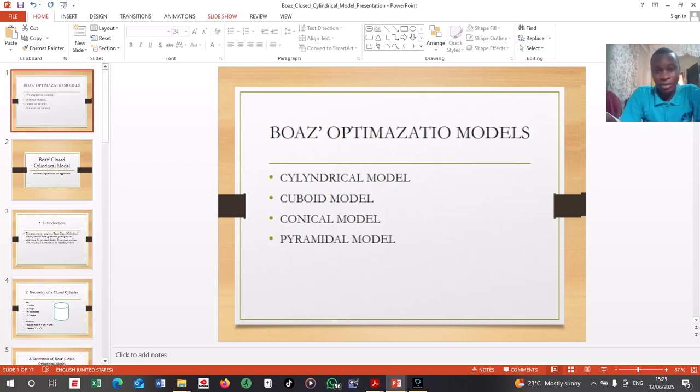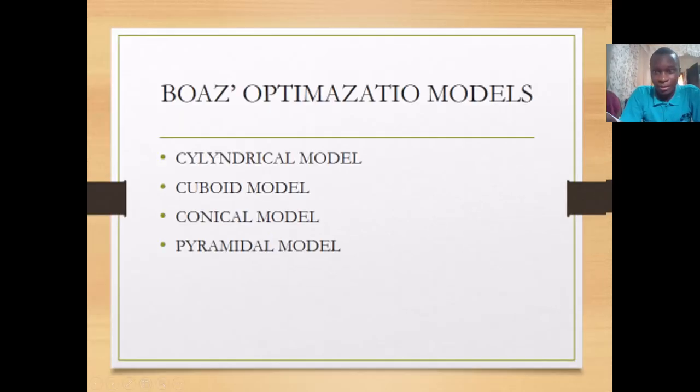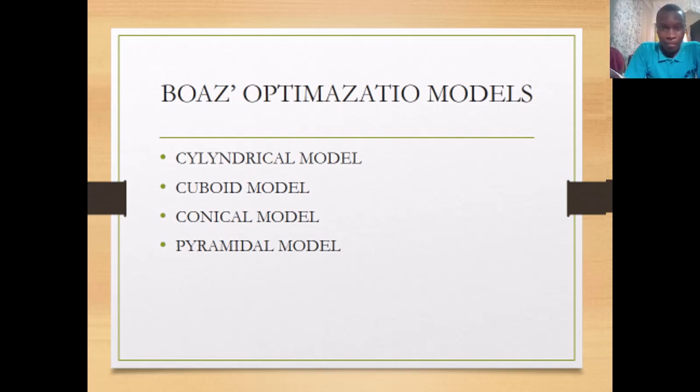Today we are looking at Boas optimization models. We have the cylindrical model, the cuboid model, the conical model, and the pyramidal models. You might be asking yourself, what are these models?